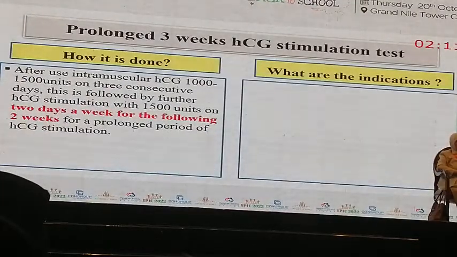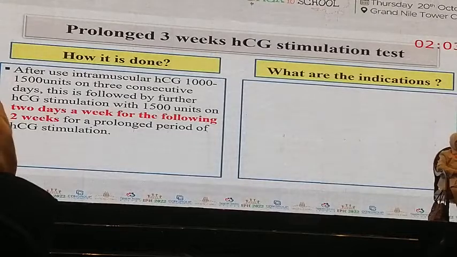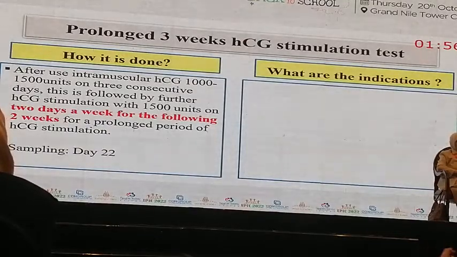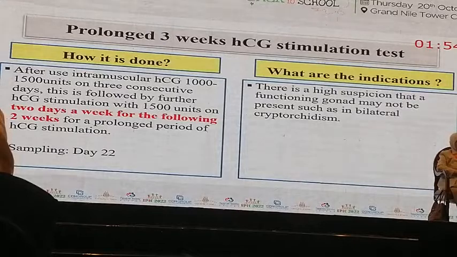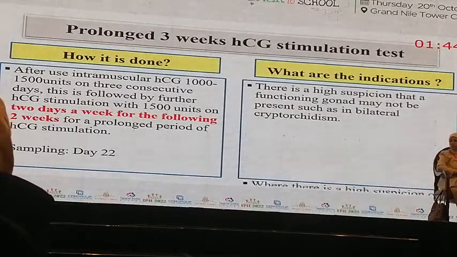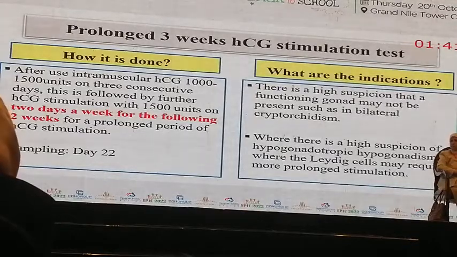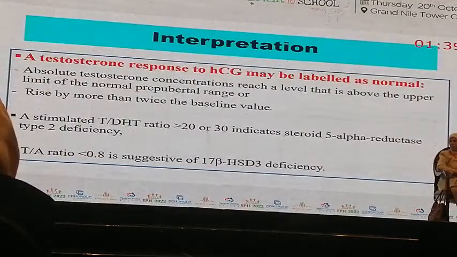For the prolonged 3-week stimulation test, it starts like the 3-day method. Then we continue for 2 weeks, twice weekly. Then we do the sample on day 22. It's needed for patients with cryptorchidism, but with abdominal gonads that may not be visualized, or in patients we suspect to have hypogonadotropic hypogonadism, which need a more prolonged stimulation for the Leydig cell function.